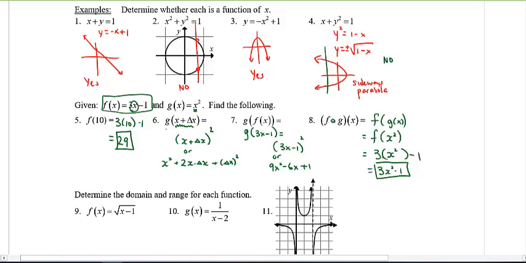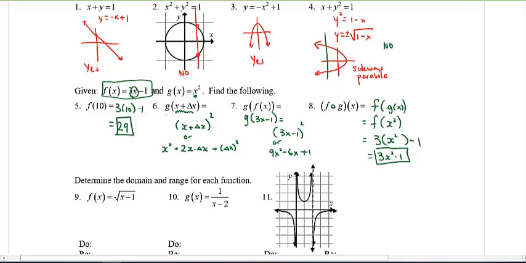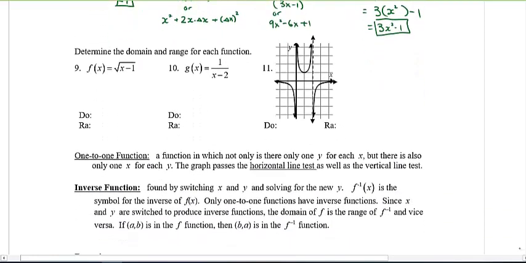Okay. Moving on, let's quickly do some review of domain and range. Oh, yes, number 9. This is a square root function. Hopefully you remember what it looks like. I'll quickly graph it for you, but this is one that got shifted 1 to the right, and the square root function looks like a sideways parabola, so something like this.